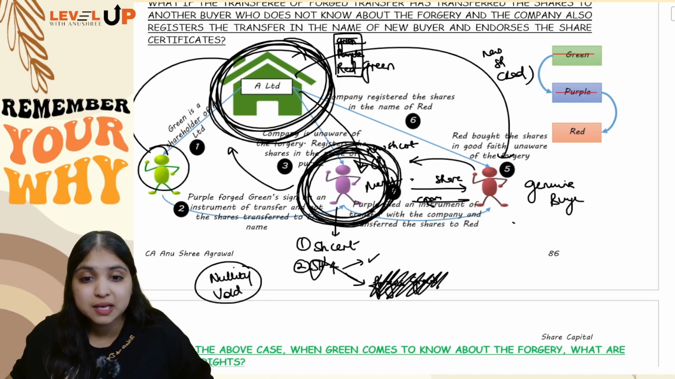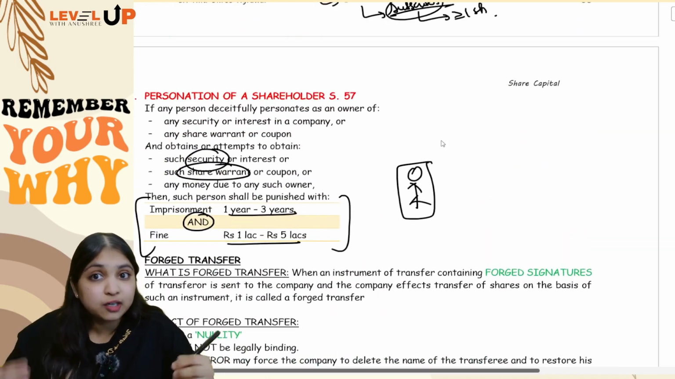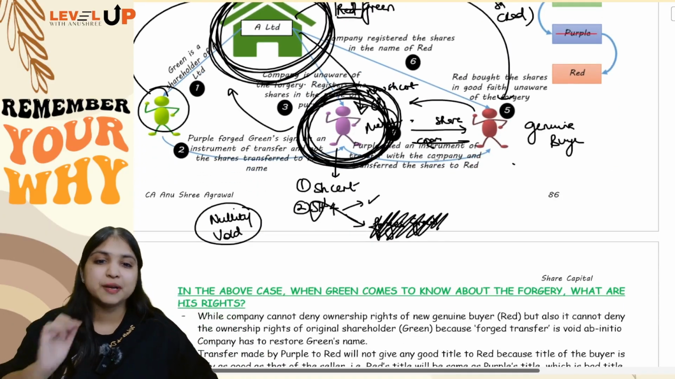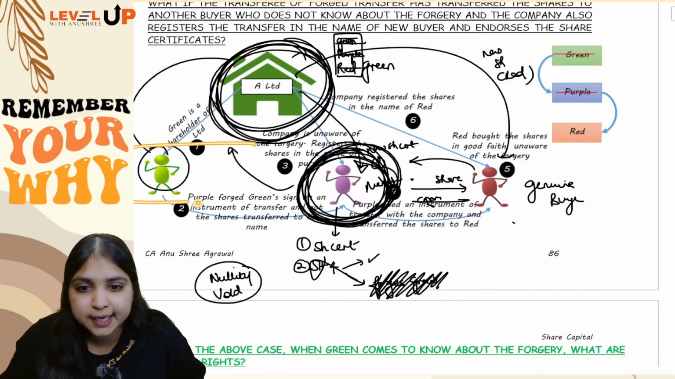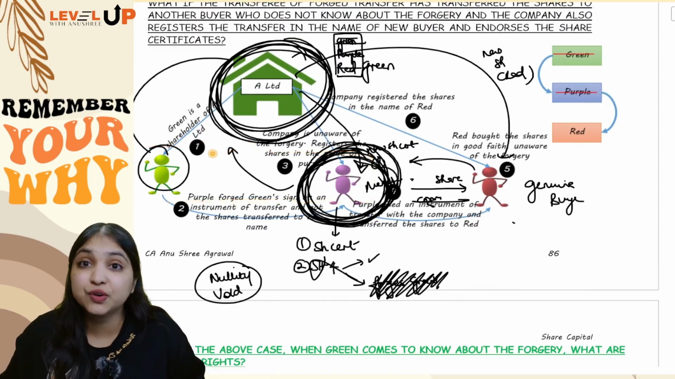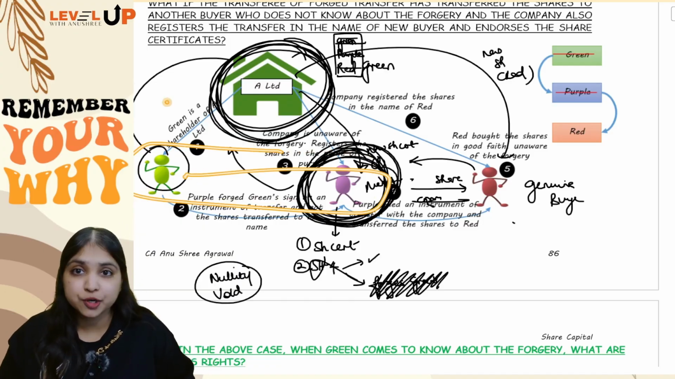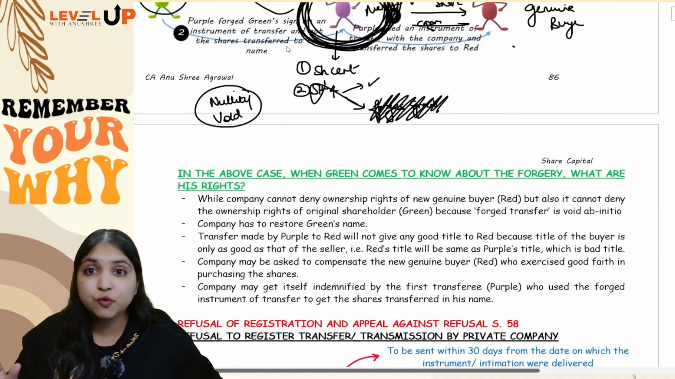Alright, and also Purple, he is the one who has tried to be a shareholder. He has tried to pretend to be a shareholder. He will be punished under section 57. Personation punishment also will apply over here on Purple. And the transfer between Green to Purple is called a forged transfer. Why? Because this transfer happened on the basis of a forged signature. So this was our entire discussion on forged transfer, guys. Remember, forgery is a nullity.